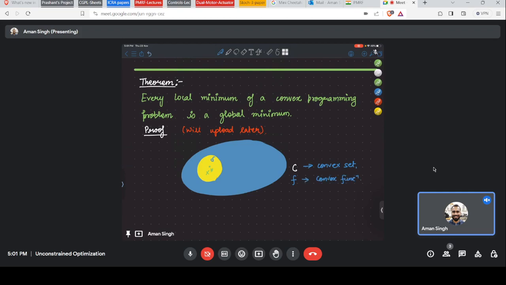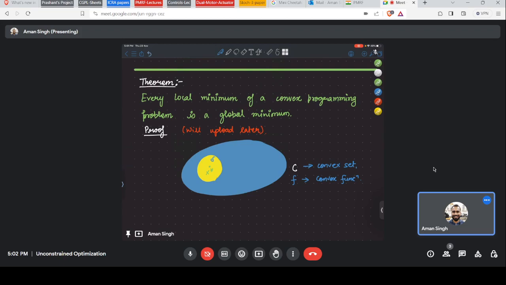These two things are given, and it's also given that x star is a local minima. That is, at x star, f(x star) is minimum in this delta region. So we have to prove that f at x star is minimum for the whole C. That we have to prove. You can try it on your own before checking the solution.